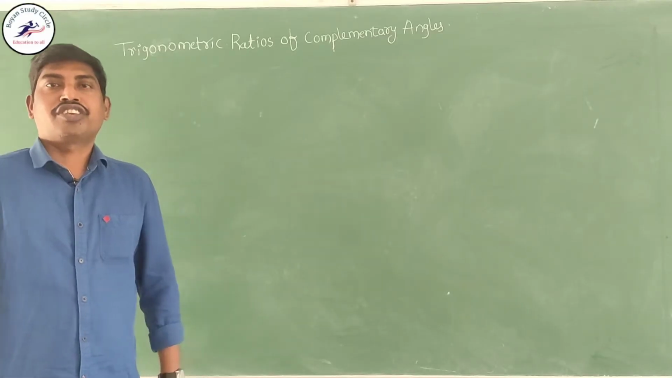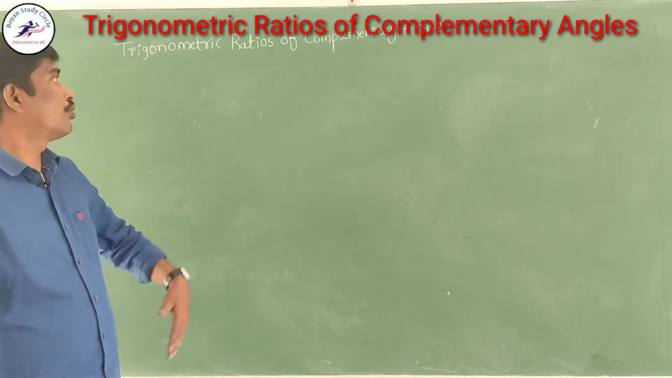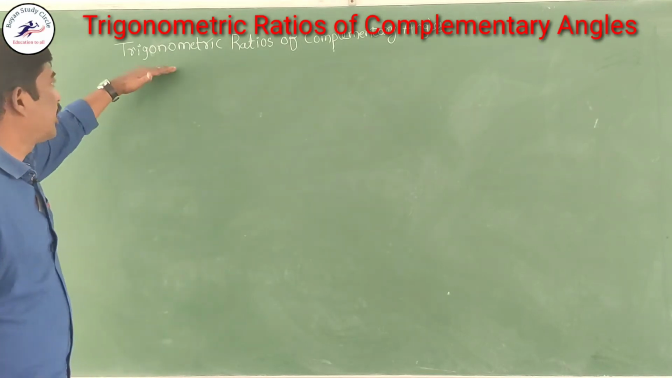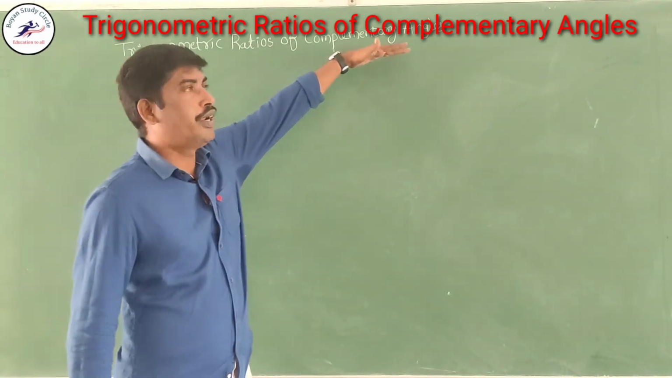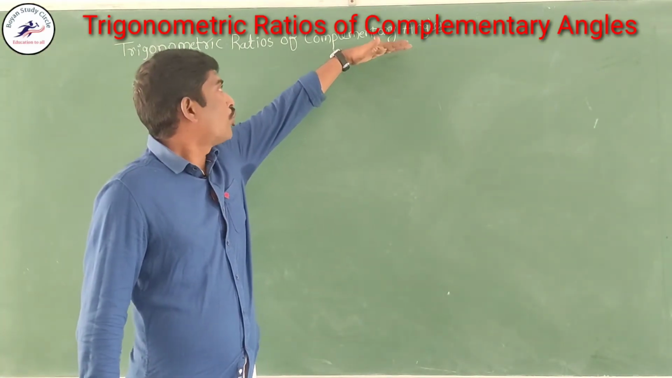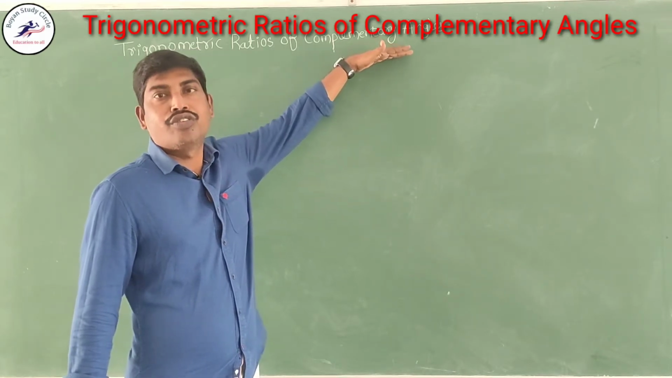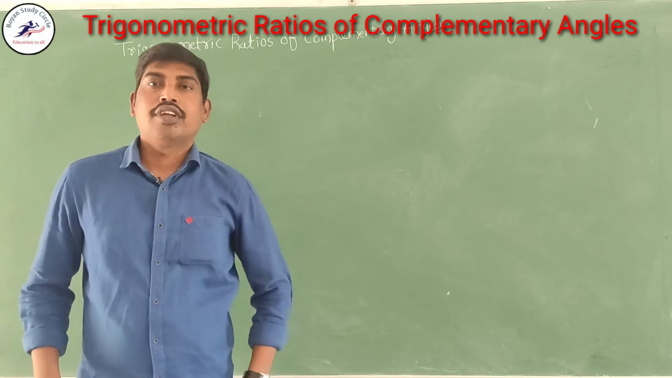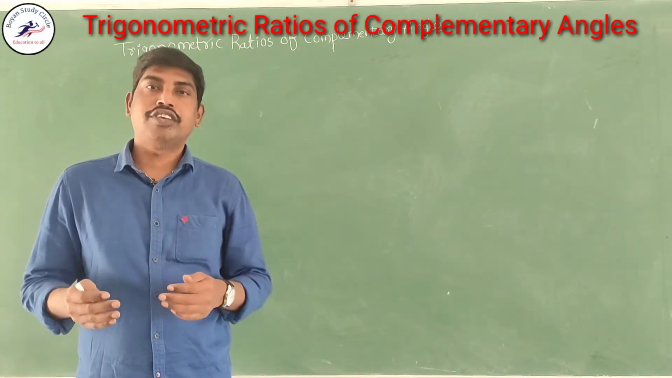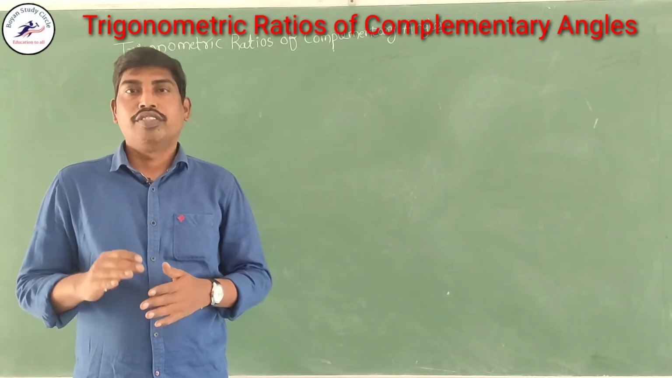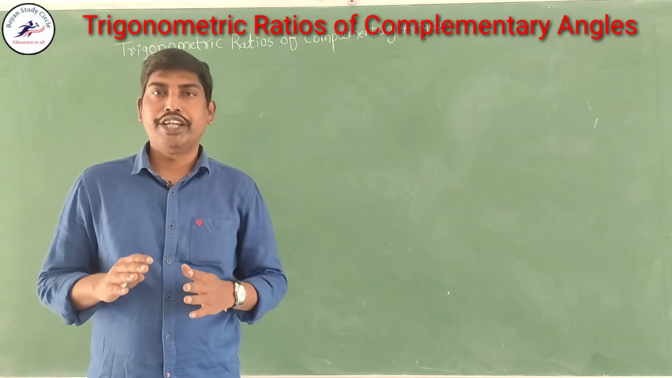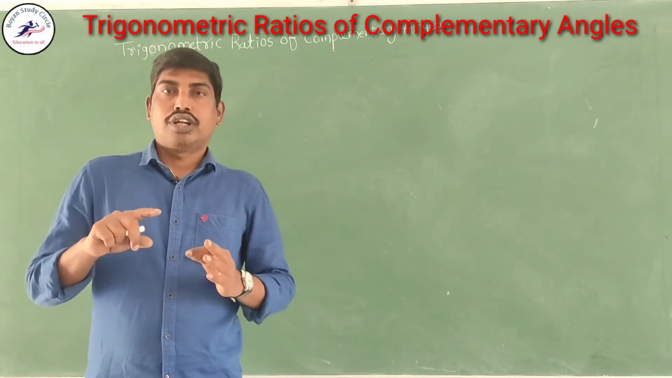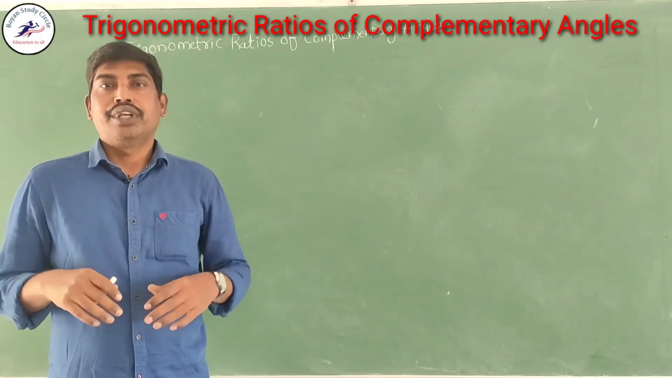Today we are discussing the third session of trigonometry: trigonometric ratios of complementary angles. What is a complementary angle? Complementary angles means the sum of two angles is equal to 90 degrees. Then those two angles are complementary to each other.